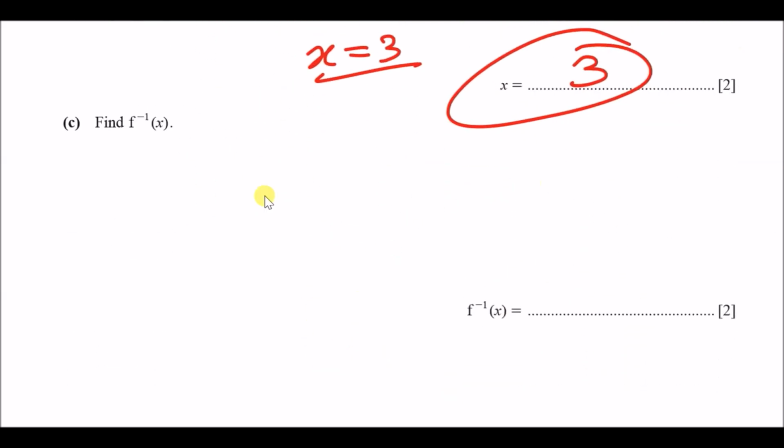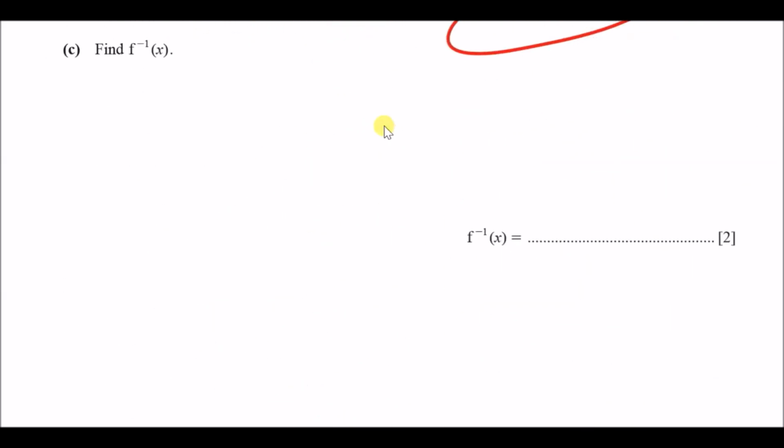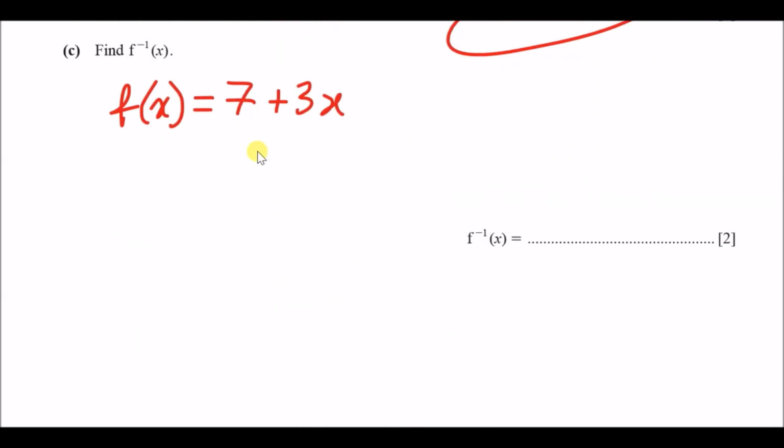And now finally, this notation is known as the inverse function of f. So all we're concerned about is the f here, 7 plus 3x. So let's go ahead and write it down for a second. f(x) equals 7 plus 3x. To obtain an inverse of this, all you have to do is firstly rewrite this in terms of y. So f(y) equals 7 plus 3y, and equate it now to something known as x.